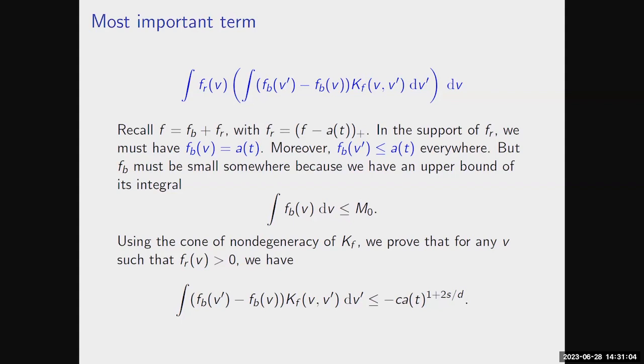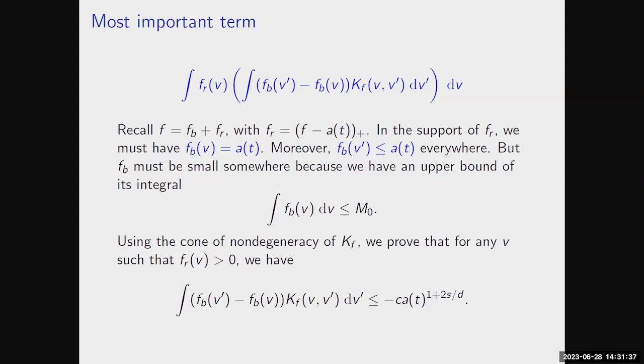So at any point where f_r is positive, f_b is at its maximum, right? And so wherever this is positive, this is going to be strictly negative. But moreover, we can quantify how negative it is, because f of v prime certainly is going to be less than f_b at v. But we know the mass, we know the integral of f_b, because we have this upper bound on the mass density.